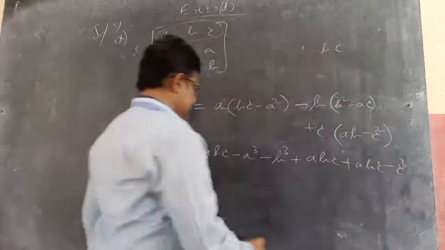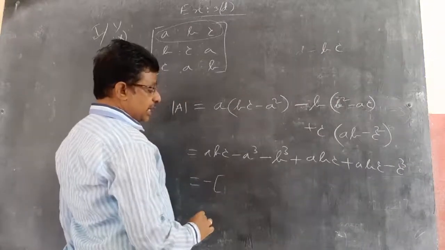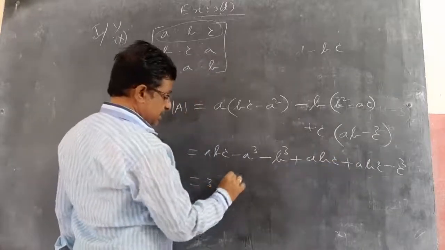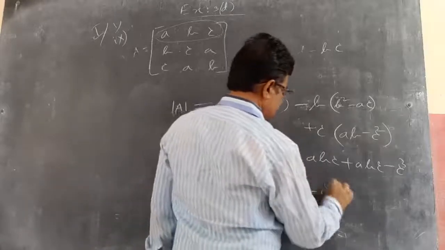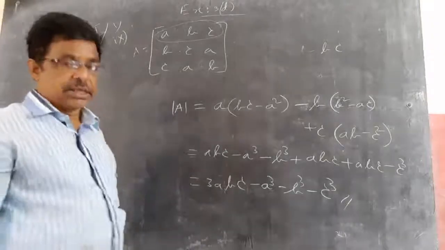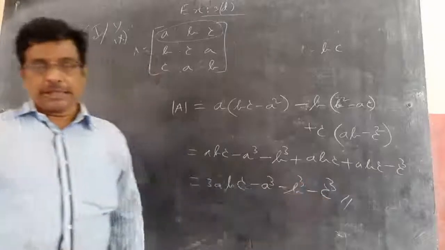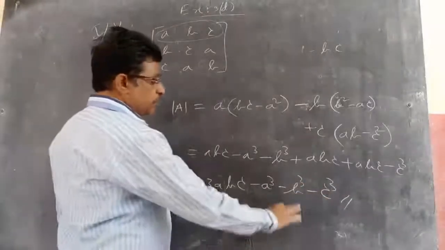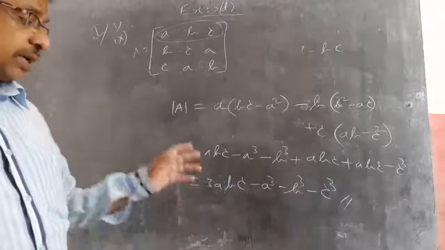So the final result is minus, if I take common. ABC plus ABC, 3ABC. 3ABC minus AQ minus BQ minus CQ. If you want to take minus common, that becomes AQ plus BQ plus CQ minus 3ABC. That is what I want to say. So easy to remember is AQ plus BQ plus CQ minus 3ABC, minus half. That's why I told you to take minus half.